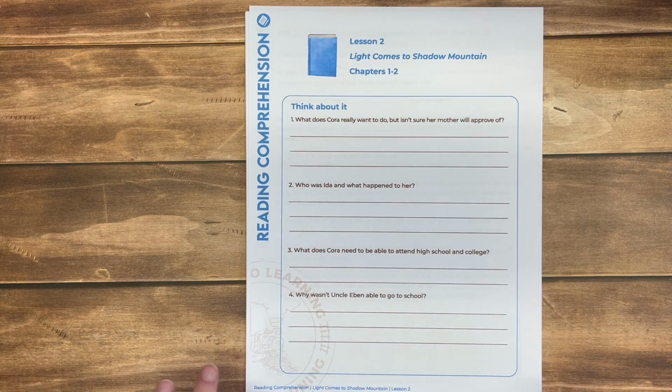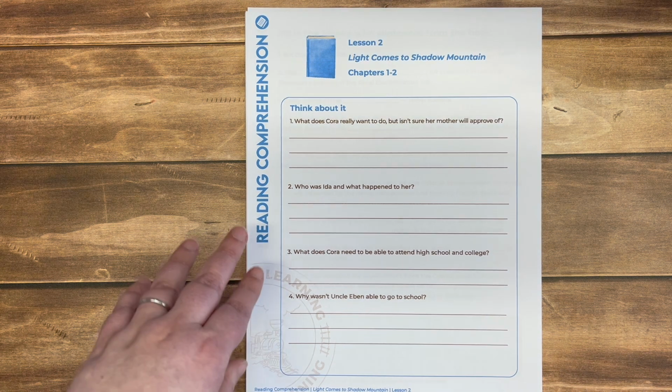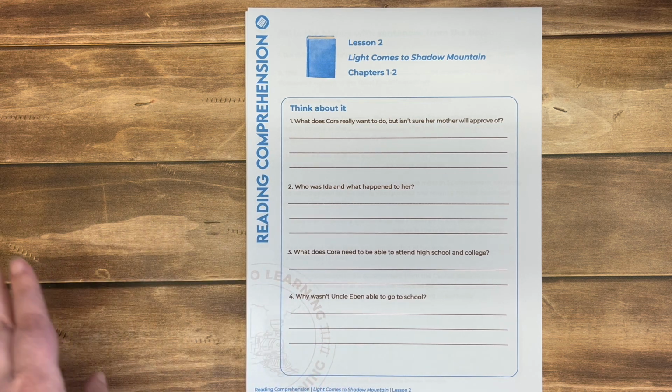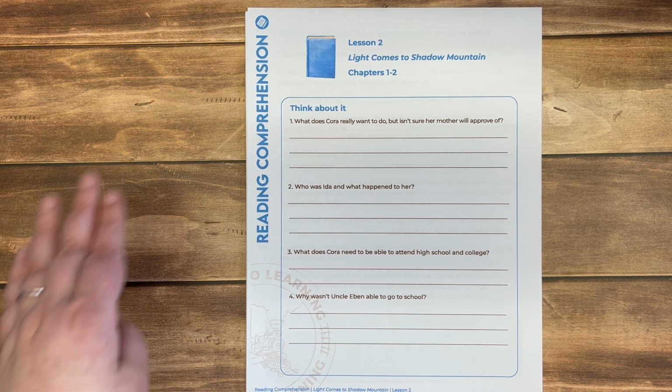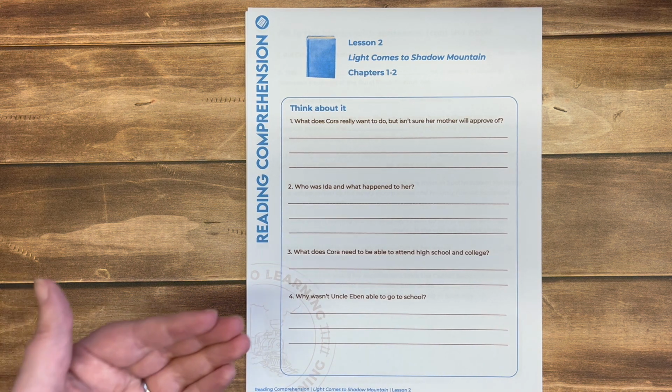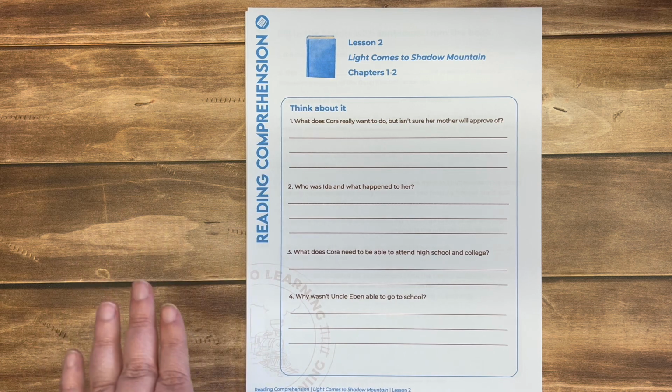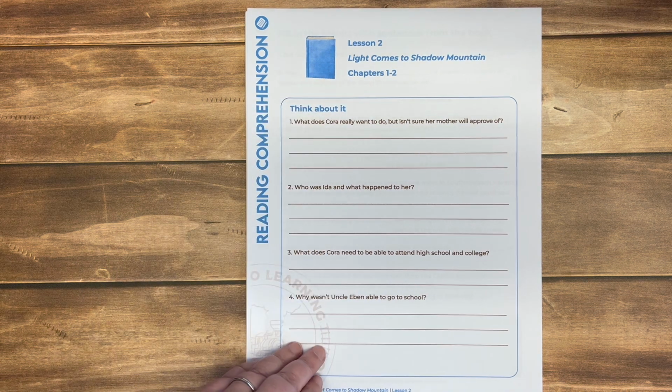Each activity I'm going to be showing you will be included for every lesson of Light Comes to Shadow Mountain. Our first activity is the Reading Comprehension Guide. These are not questions that are as deep as the ones that you're going to find in the Adventure Guide, but they're great for checking comprehension and understanding to make sure that your child is understanding what they're reading. There are a few questions that do overlap, but for the most part, this set of questions is separate from what you're going to find in the Adventure Guide.